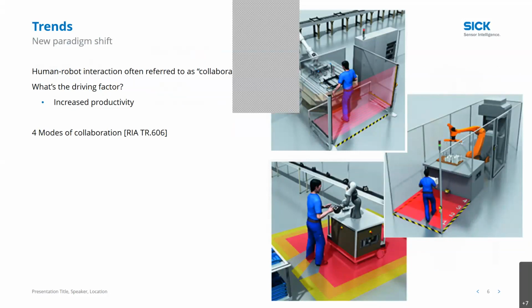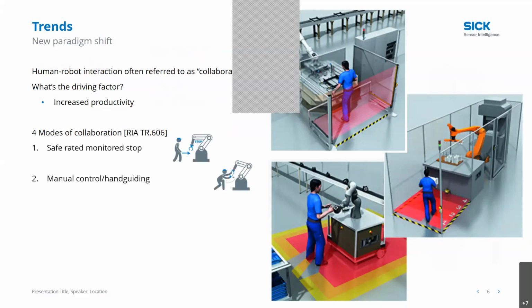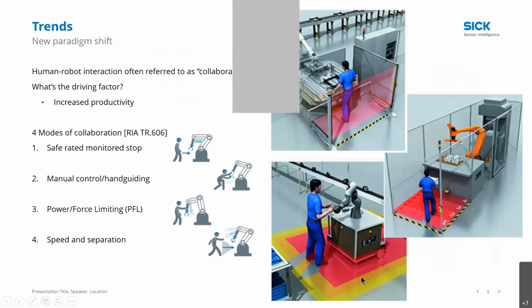Now it's a big buzzword in the industry, but per the standards, what collaboration means is one, there's some sort of safety rated monitored stop; two, you're using manual control or hand guiding; number three would be power and force limiting; and four is speed and separation. Those are the four modes defined by RIA TR606 for collaborative robots. Those are the four modes of collaboration.